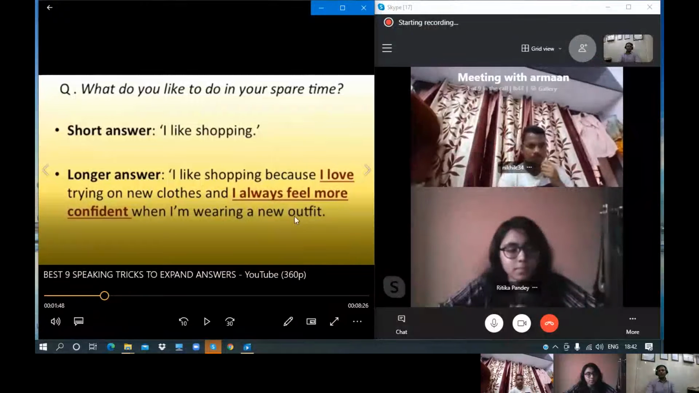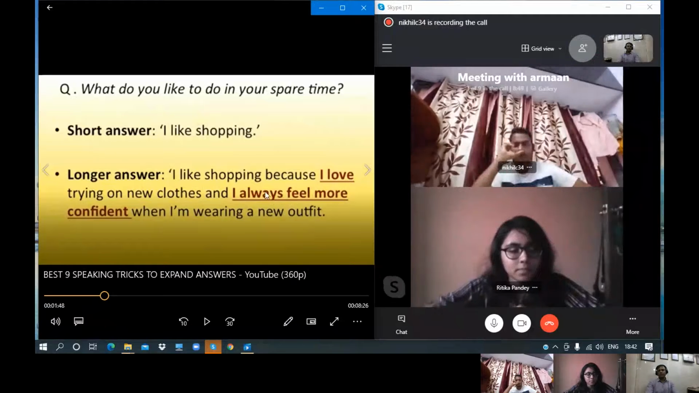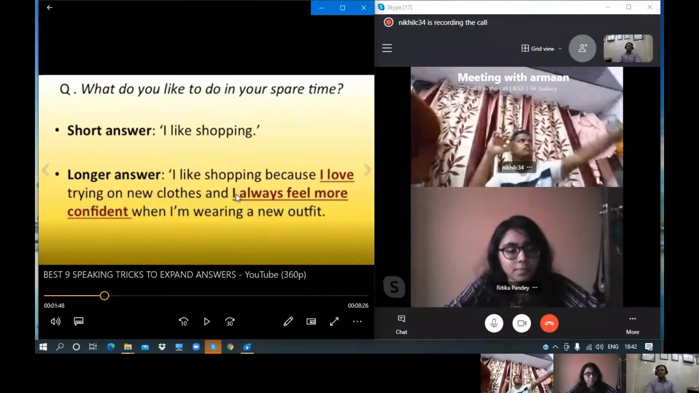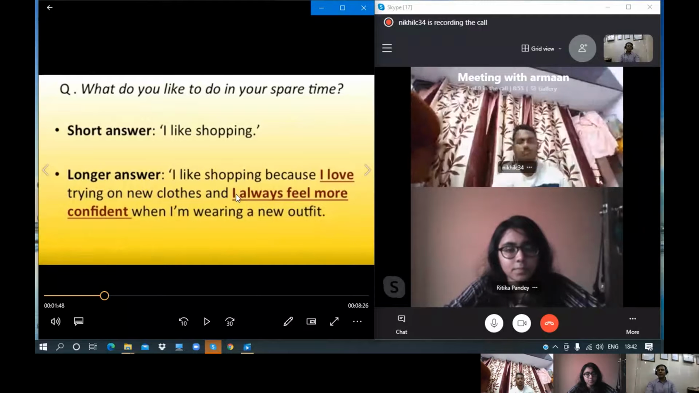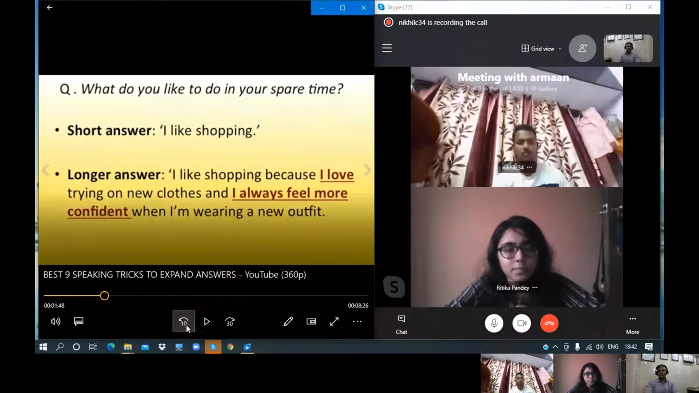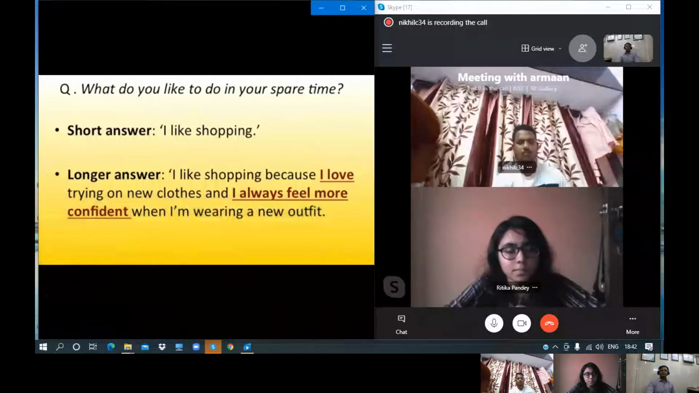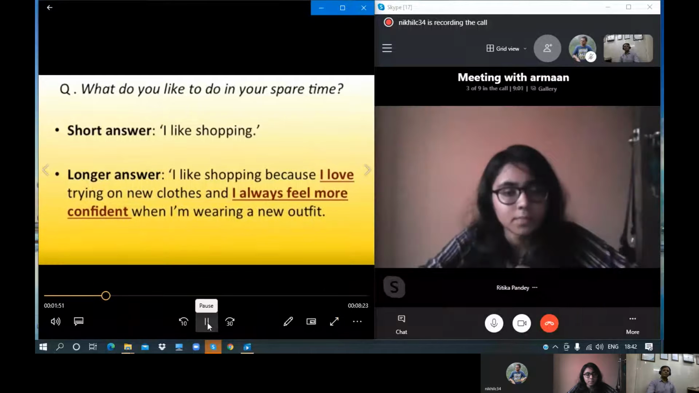Confident when I'm wearing a new outfit. So outfit, new colors. You can use some contrast, using words like because, but, however, therefore. In this way, you can add your feelings and opinions associated with the question and have a much longer answer.